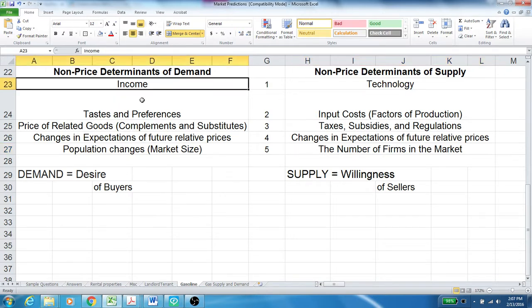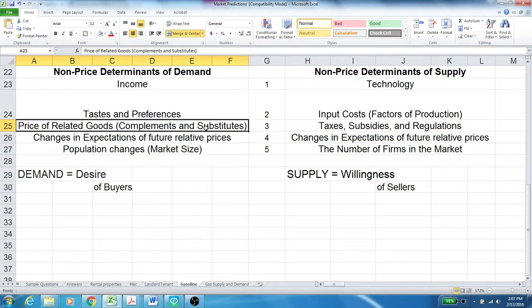Over here, non-price determinants of demand. Increase in income, increase in demand. Decrease in income, decrease in demand, or shift to the left. The only exception to that is when we're talking about inferior goods, and then the opposite is true. Tastes and preferences should make perfect sense to you: an increase in the taste or preferences for our item will cause a shift to the right, an increase in demand, and vice versa.